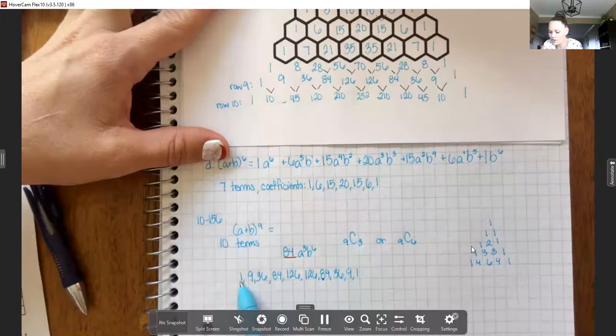So again, if this is a power of 9, the first term is a to the 9th, and then our a's go down in exponents: a to the 8th, a to the 7th, a to the 6th, a to the 5th, a to the 4th, a to the 3rd. And we also know our b's go up: b to the 0, b to the 1st, b to the 2nd, b to the 3rd, b to the 4th, b to the 5th, and b to the 6th.